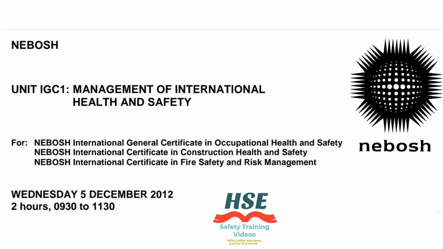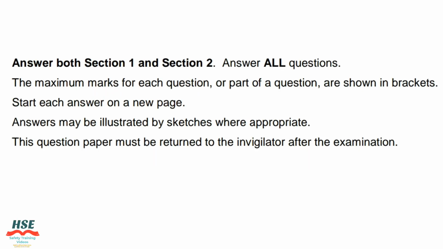NEBOSH. Unit IGC1, Management of International Health and Safety. Answer both Section 1 and Section 2. Answer all questions. The maximum marks for each question, or part of a question, are shown in brackets. Start each answer on a new page. Answers may be illustrated by sketches where appropriate. This question paper must be returned to the invigilator after the examination.